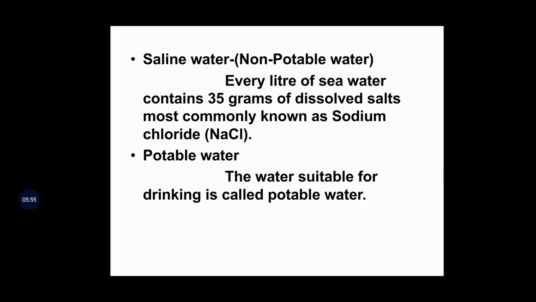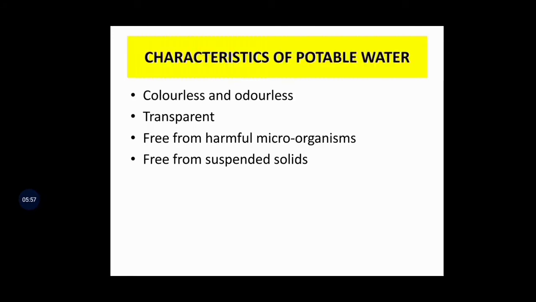Let us learn more characteristics of potable water. The water we use for drinking should contain the following characteristics. All potable water, drinking water, is colorless and odorless, which means it doesn't have any color and it doesn't have any smell. It should be transparent. It should be free from harmful microorganisms such as bacteria, virus and protozoa.